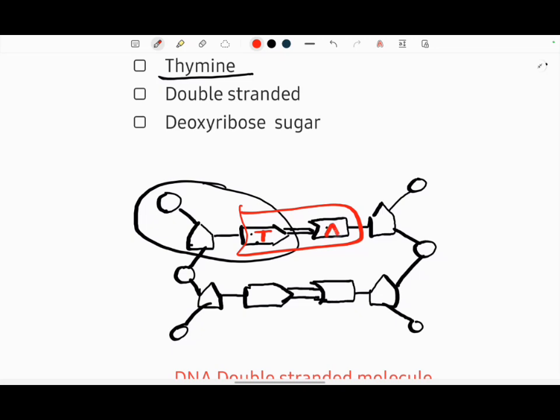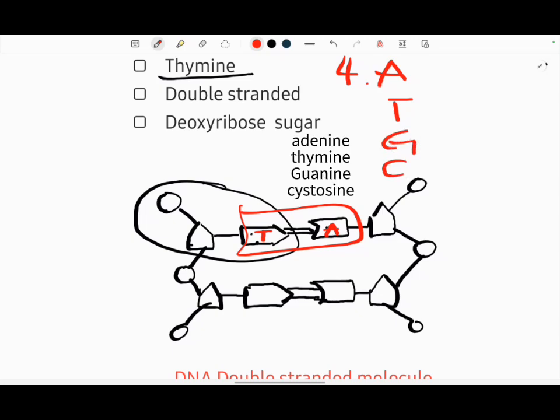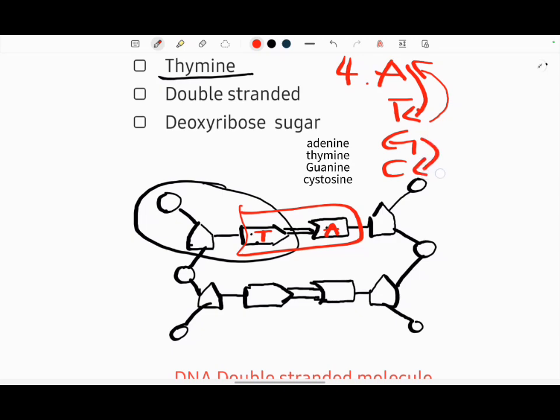Thymine and adenine. So the nitrogenous bases in DNA, there are 4 nitrogenous bases: adenine, thymine, guanine, and cytosine. Okay? So we know that adenine always pairs with thymine and thymine always pairs with adenine. Same with guanine and cytosine. Guanine will always pair with cytosine and cytosine always pairs with guanine.